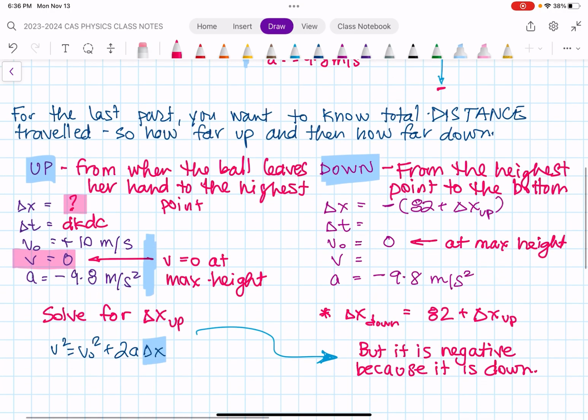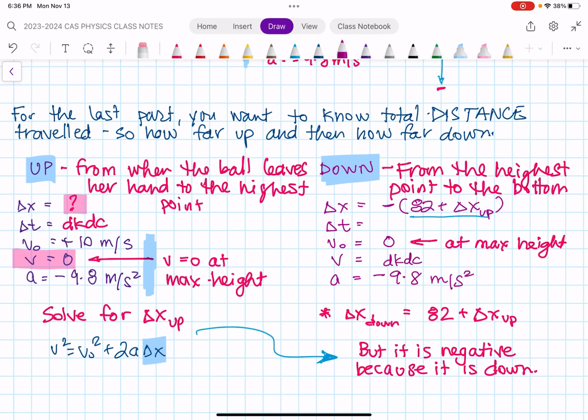So the down part of it I'm showing here is basically you're going to take that 82 plus whatever you got up, and then you make it negative because that's how far down it goes. So you've got the delta x. You know that at the maximum, so now we're talking about the down part, which starts at the highest point, where the velocity is 0. So now we're taking the highest point to be the initial position, and so that would be 0. It's still 9.8. So in this example, your v is going to be your don't know, don't care.